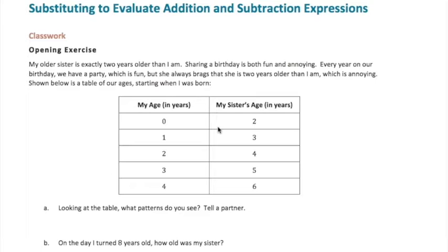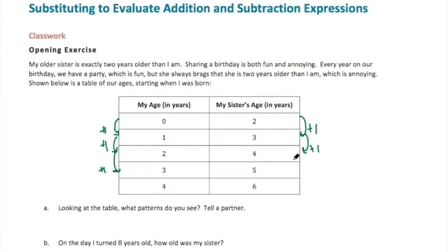Hello again. In this lesson, we're going to be looking at expressions, but how they show up in tables. So in this situation, we've got a girl and her older sister, and the older sister is always 2 years more than the age of the younger sister, and they have the same birthday.